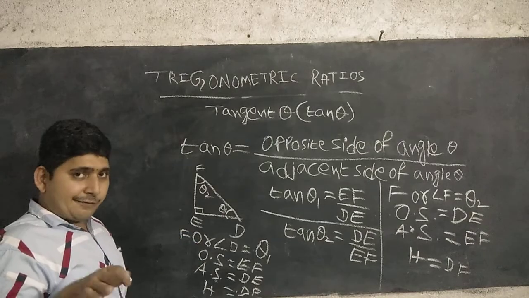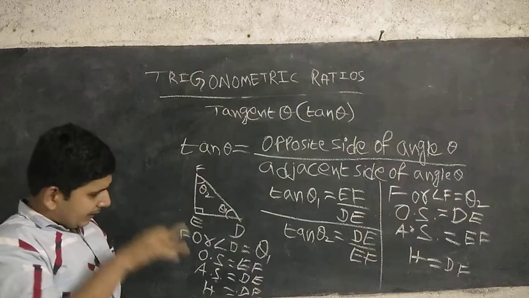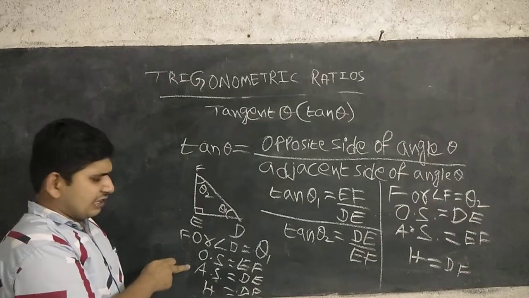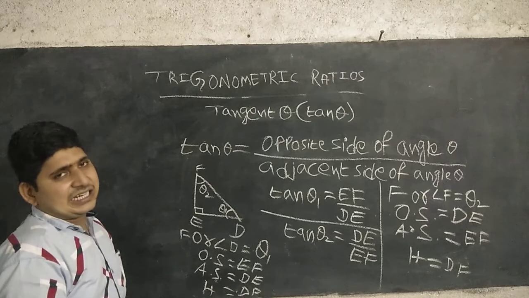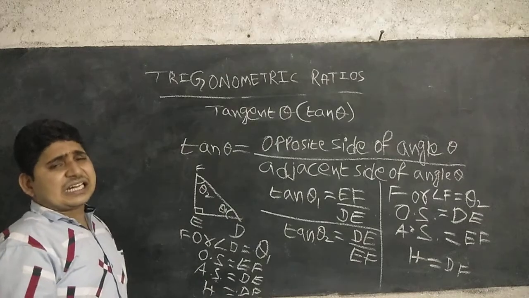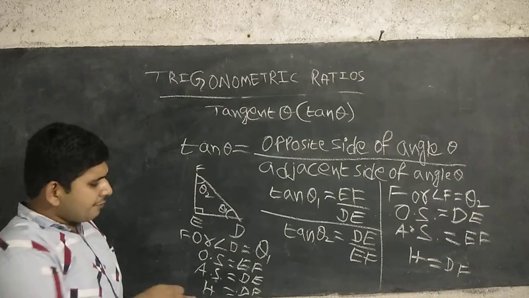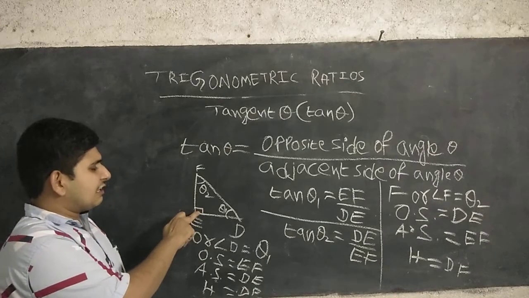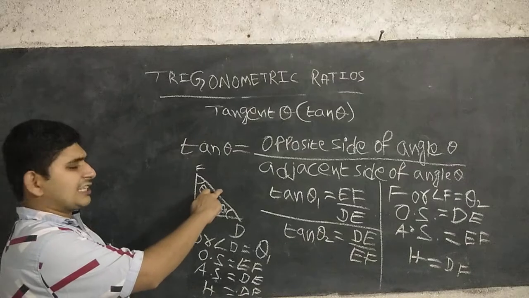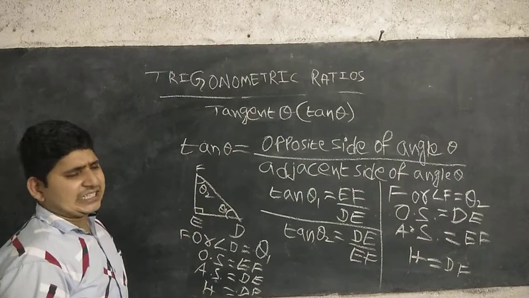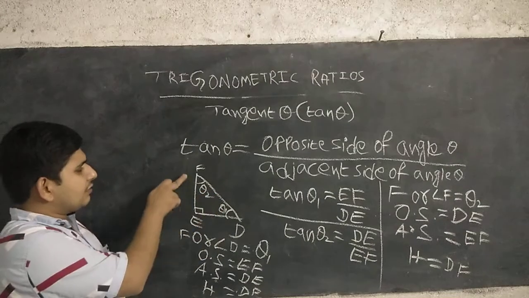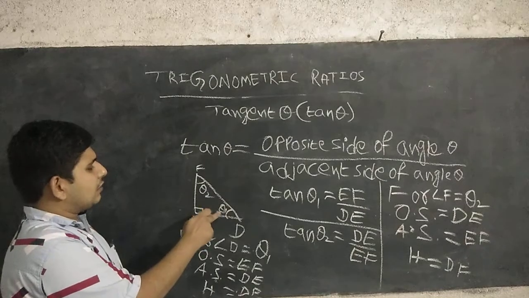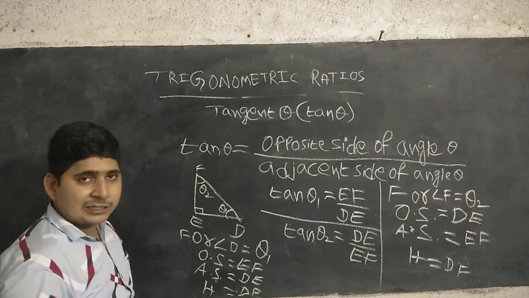One thing you have to remember: for any angle, the opposite side and adjacent side will be interchanged in a triangle. The hypotenuse will be fixed. Why? Since one angle is fixed, that one side is also fixed. The other two sides will be interchanged according to the position of the two unknown angles.